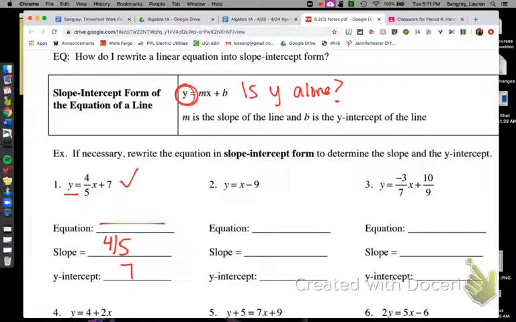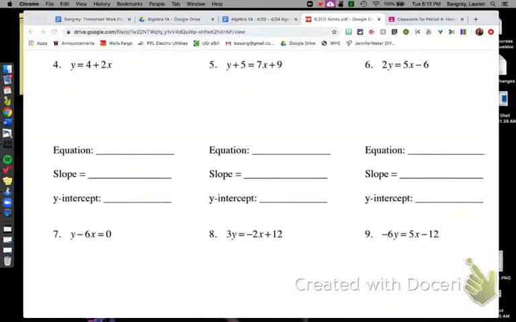Number 2, when it says to put it in slope-intercept form, just ask yourself, is y alone? Yes, it is. So this is already in slope-intercept form. Your slope is 1 and your y-intercept is -9. Number 3, is y alone? Yes, it is. So you don't have to put anything for the equation. The slope is -3/7. The y-intercept is 10/9.